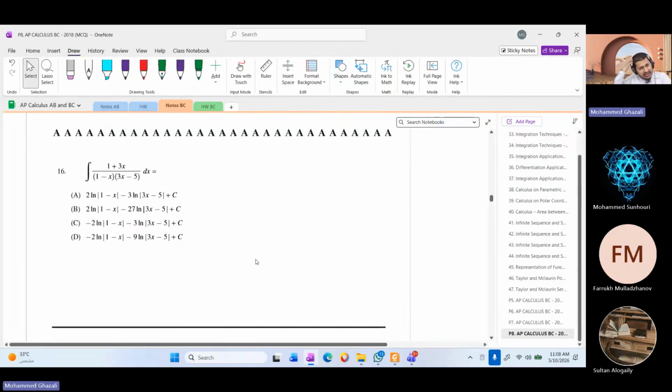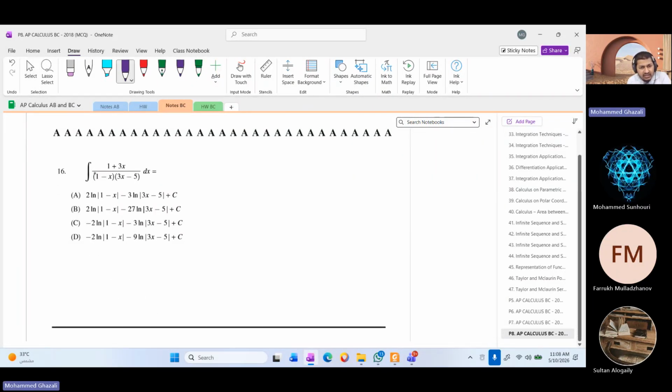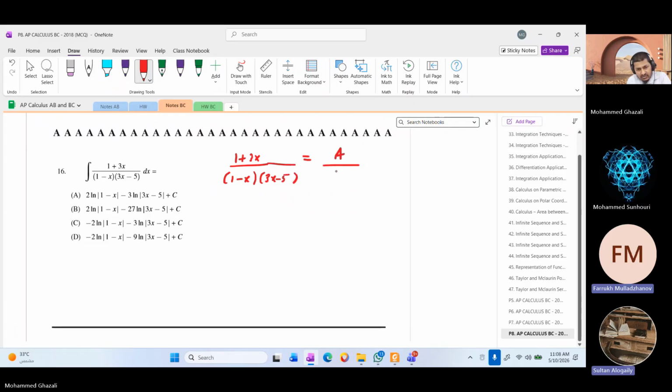Right, so we want to find the integral of this. Remember partial fractions, we need to write this in partial fractions form: 1 plus 3x over, it's already factorized, 1 minus x into 3x minus 5. So A over 1 minus x plus B over 3x minus 5.